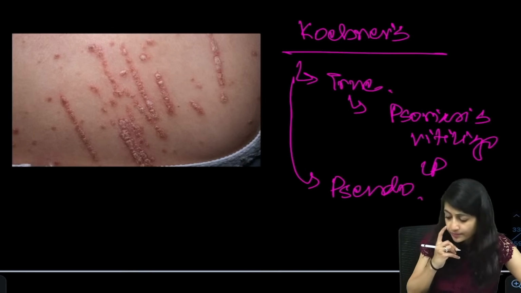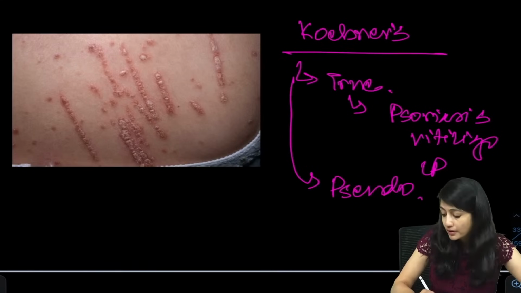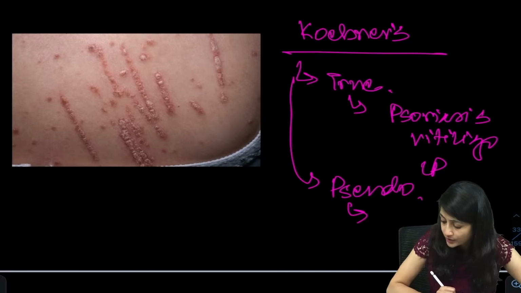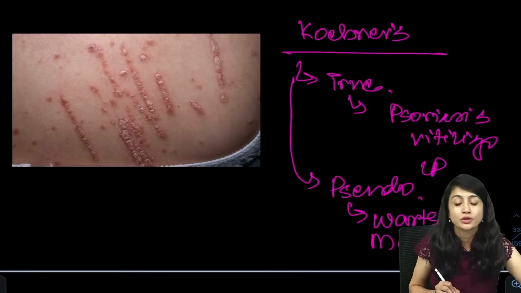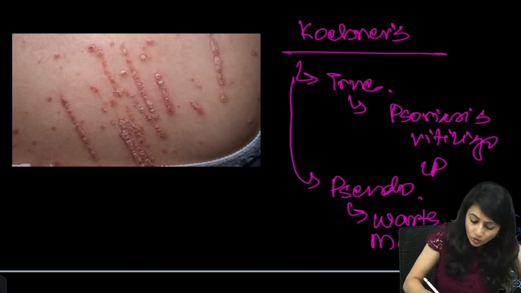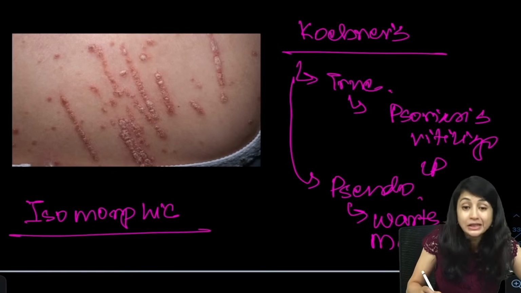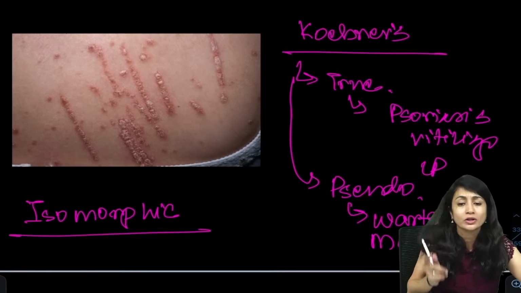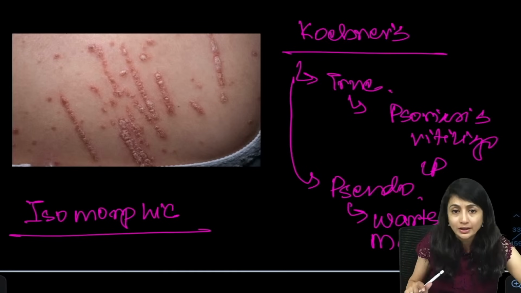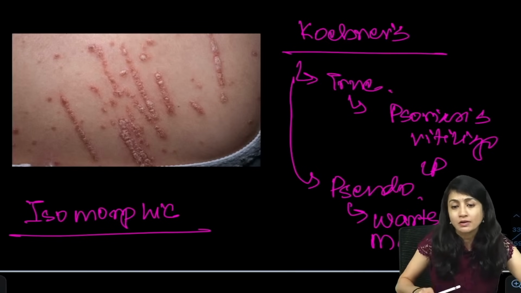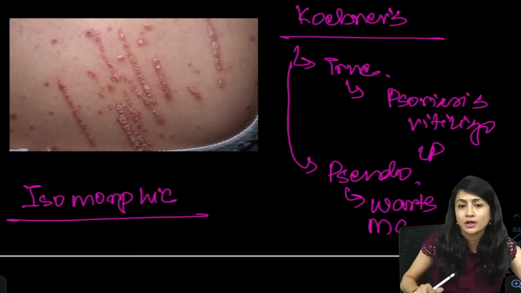pseudo-Koebner's is seen with warts and molluscum contagiosum. So Koebner's phenomenon, also called isomorphic phenomenon, is when you develop lesions along the sites of trauma, along the sites of scratching, and true Koebner's is seen with psoriasis, vitiligo and lichen planus, whereas pseudo Koebner's is seen with warts and molluscum contagiosum. So since we see it in psoriasis, it is a very, very important thing.